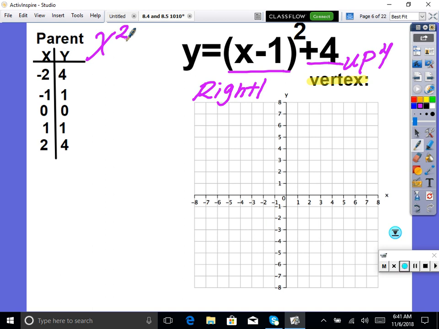So then from there you'd say, okay, so we got to go right 1. That's an x shift. So we're going to add 1 to all of our x's. And then we're going up 4. So we're going to add 4 to all of our y's. And then write down your new points. And then you're just plotting points.